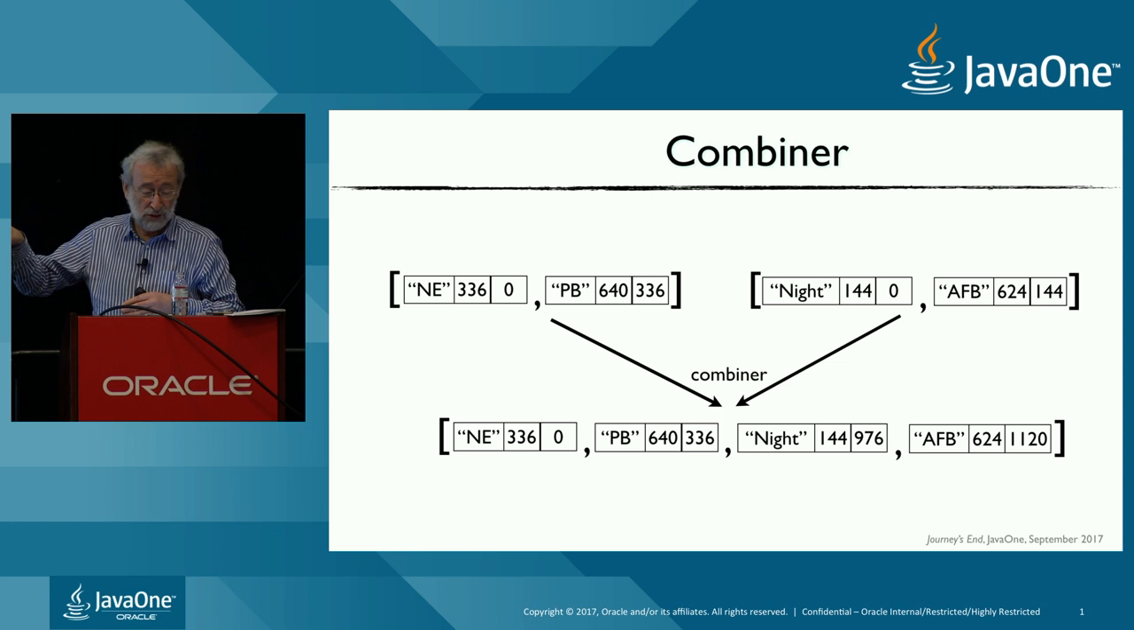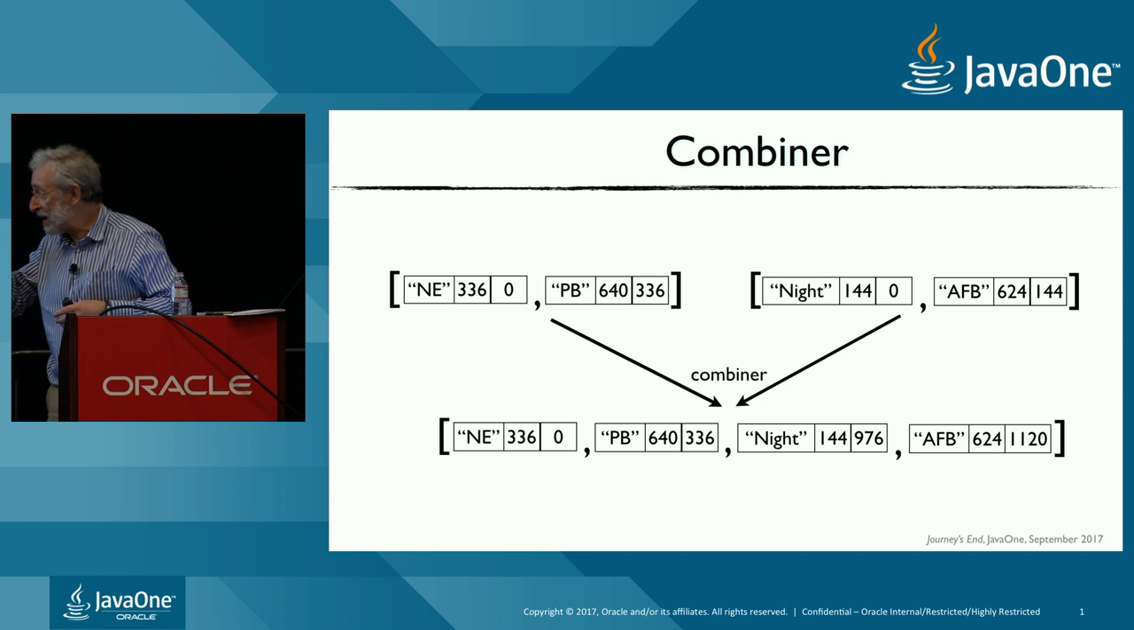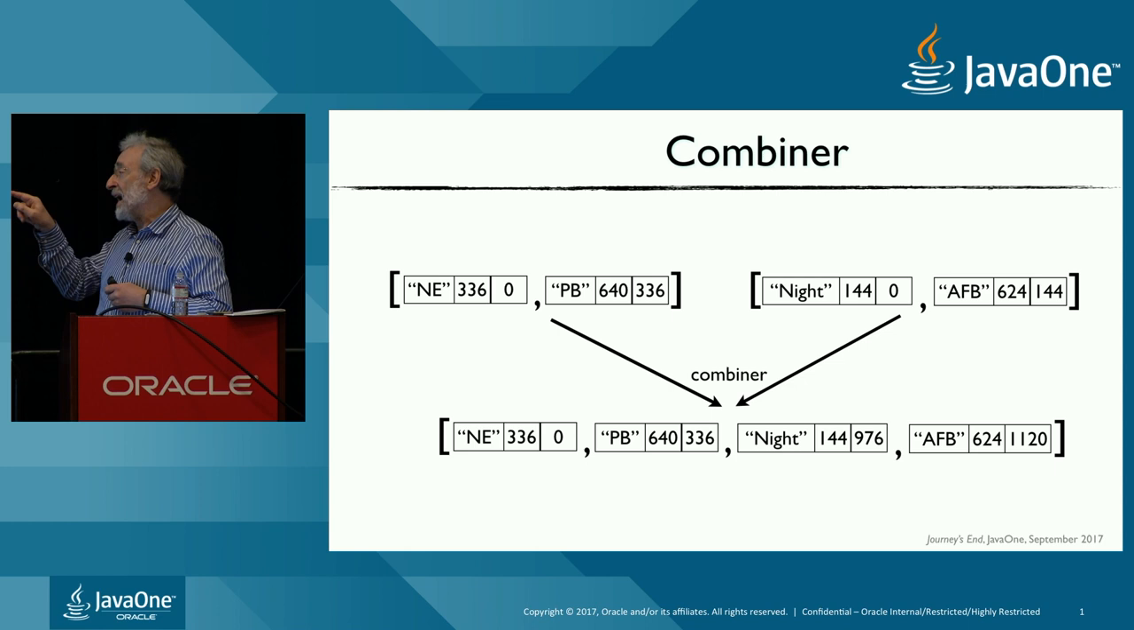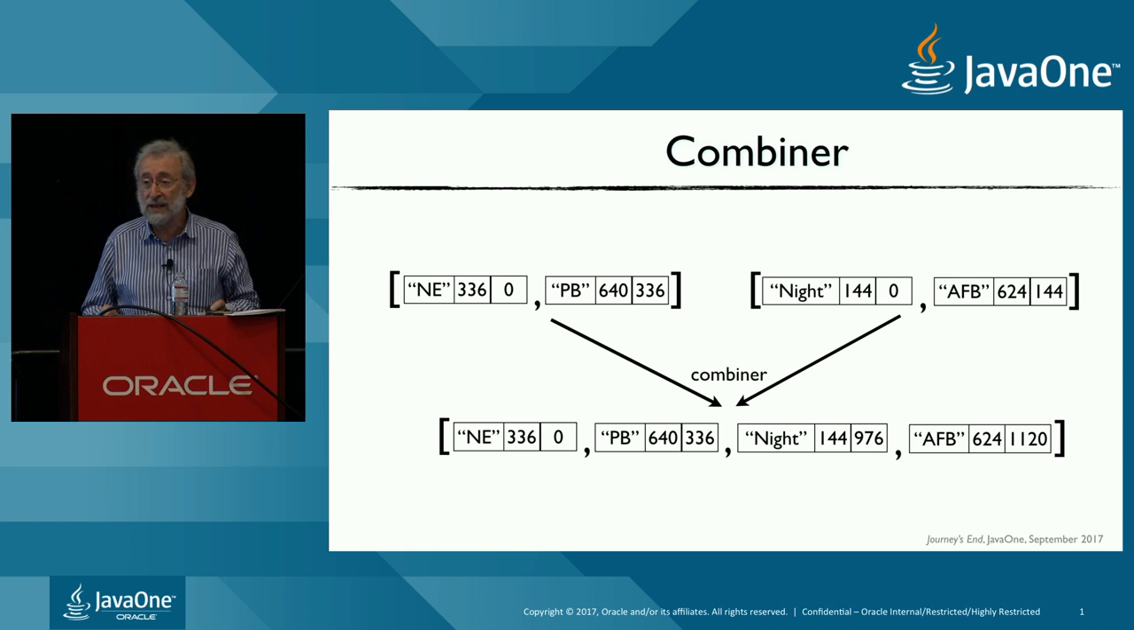And so now what we would do is we would take this and we would run it through a stream, and we would use a map operation to project out the name of the book and the cumulative page count, and then we would make a map out of that. So that's the principle of it. The full code's in the book.